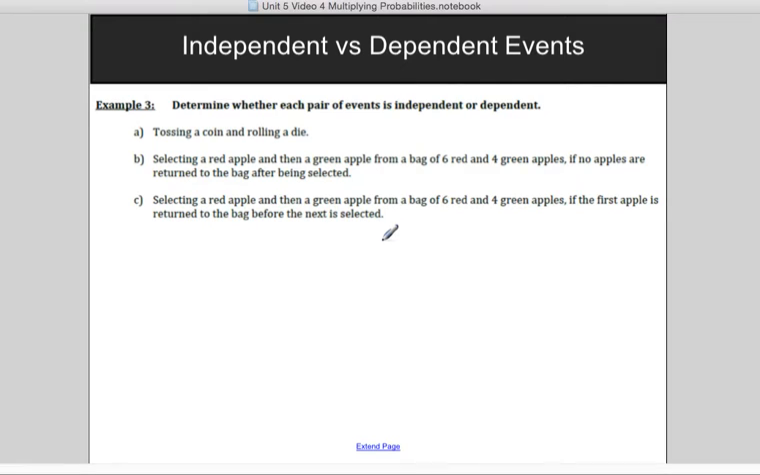So, example 3, determine whether each pair of events is independent or dependent. Tossing a coin and rolling a die. Does one affect the other? No, so that would make it independent.